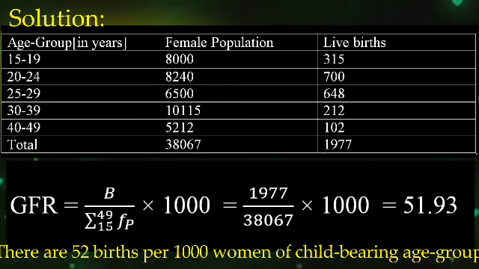Write the formula GFR equal to B divided by sigma I equal to 15 to 49 into 1000. Now, in the numerator, substitute the value. The total number of births, live births, that is 1977 divided by total female population 38,067 multiplied by 1000. That is equal to 51.93. Therefore, there are 52 births per 1000 women of childbearing age.